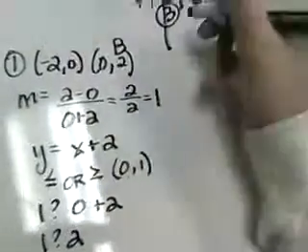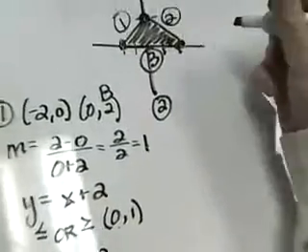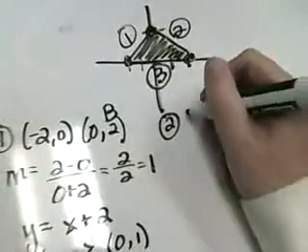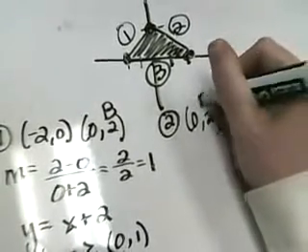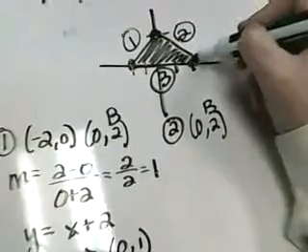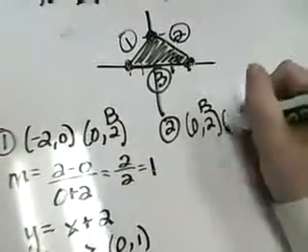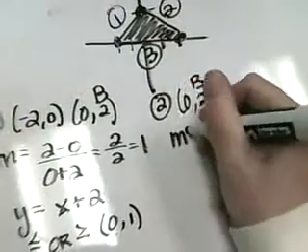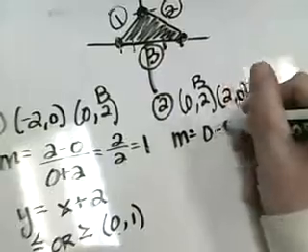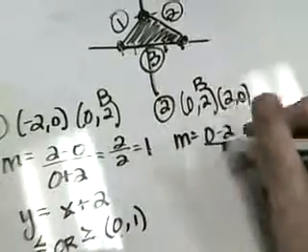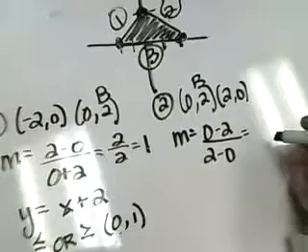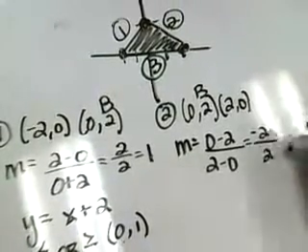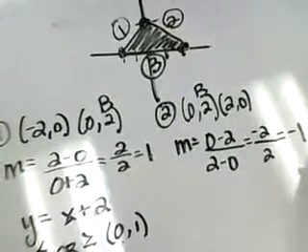Okay, now let's go to line 2. Now, line 2, if you take a look up here, they give you the b. Again, we're using 0, 2. And then my other point that they give me is over here at 2, 0. Now that I have 2 points, let's find the slope. 0 minus 2 over 2 minus 0 gives me negative 2 over 2, which is negative 1.